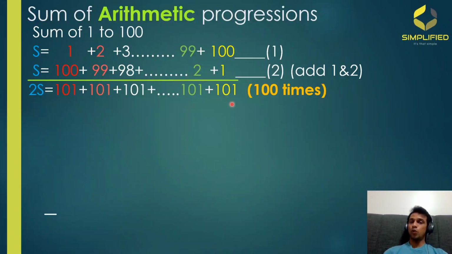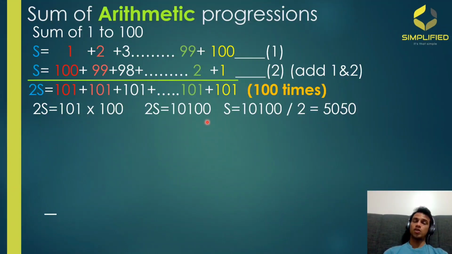So virtually 101 is actually repeating 100 times, which means that you can multiply 101 with 100, which will give you 10,100. But this 10,100 is actually the sum of two sets of 1 to 100, as you can see from here. So if you want to find the sum of 1 to 100 for one single set, you need to divide this 10,100 by 2, which will give you 5,050. And this is the explanation the student gave to the teacher. But the teacher was still skeptical about that explanation, so she started adding up 1 to 100 to verify the answer is correct.